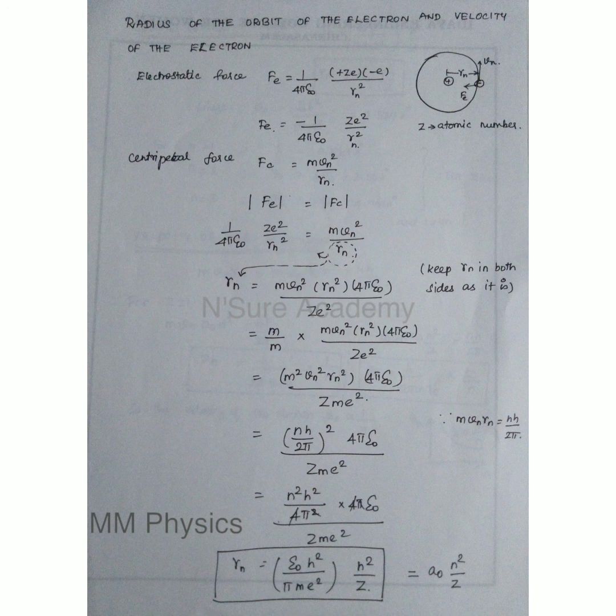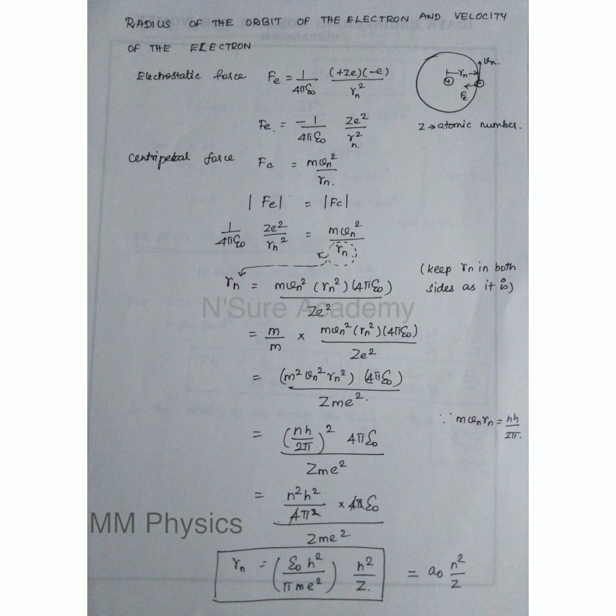Then we expand the square: n square h square divided by 4 pi square into 4 pi epsilon naught. The 4 and 4 get cancelled, and pi square with pi gets cancelled. So what we get at the last is Rn equals epsilon naught h square n square divided by pi m e square Z, which can be equated to the Bohr radius value, a0 into n square divided by Z. We take a constant value a0, where a0 is equivalent to epsilon naught h square divided by pi m e square, and all these values are constant.